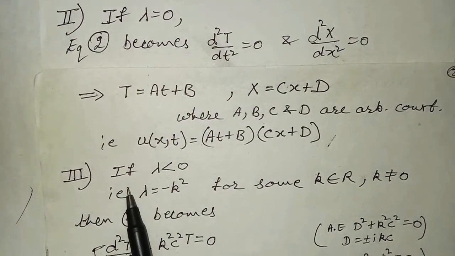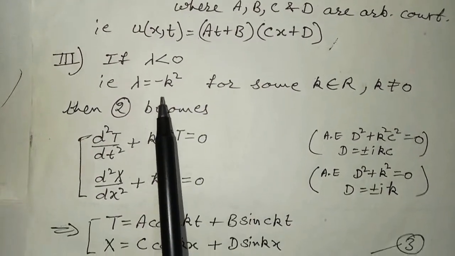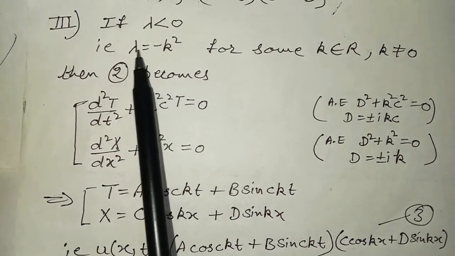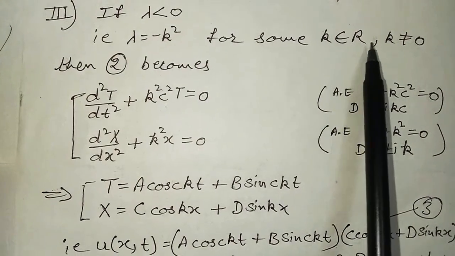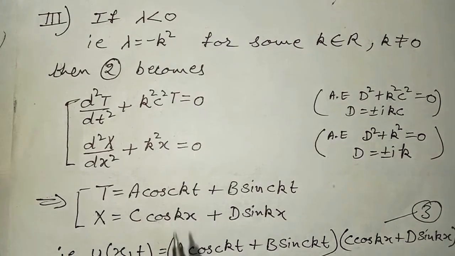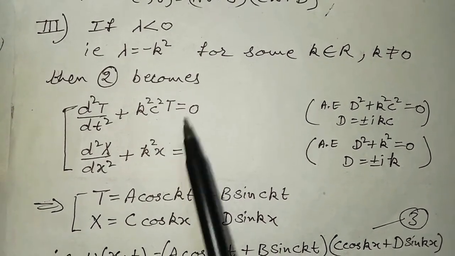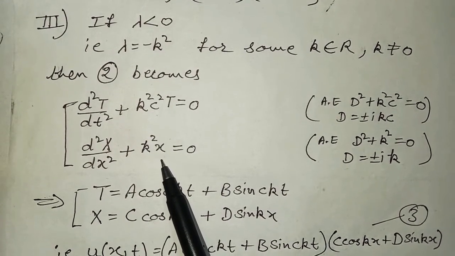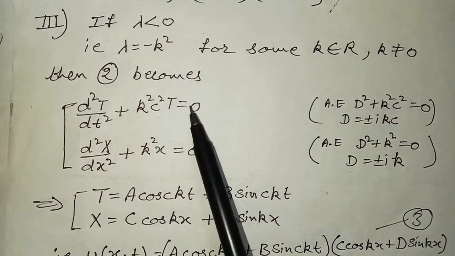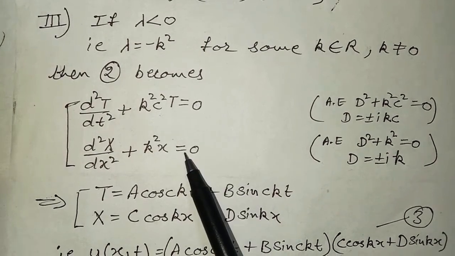Now the third case is if lambda is less than 0. Lambda is less than 0 means lambda is negative, or we can say the negative of some positive number. So we write lambda is equal to minus k square, where k is some non-zero real number. Then both the differential equations in equation number 2 become this. Again the two ordinary differential equations are linear with constant coefficients. As usual, their solutions are nothing but their complementary functions, because the right hand sides are 0.